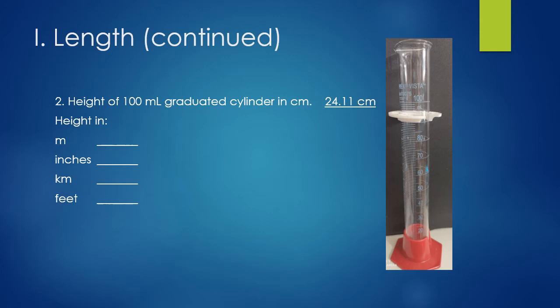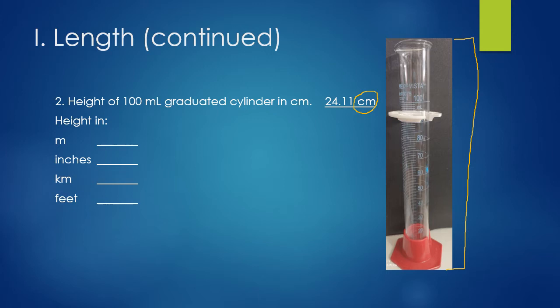Next, we're doing length again, but this time, instead of the height of a person, we're starting with the height of a 100 milliliter graduated cylinder. So you can see a photograph of a 100 ml grad cylinder to the right there. And what I did was I took a ruler and put it next to the graduated cylinder, measuring it from the base, this red base of the cylinder, all the way to the very top. And I measured it in centimeters. So I used the centimeter side of the ruler. And when I measured it, I got 24.11 centimeters.